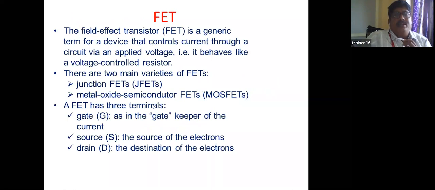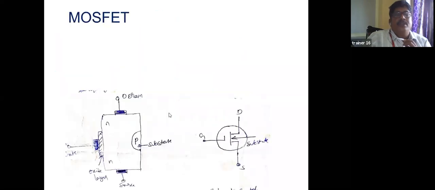Usually the FET is the same as the transistor. This FET also has three terminals, named gate, source and drain, whereas in the transistor they are emitter, base and collector. Here the gate is the common terminal for both source and drain, whereas there, base is the common terminal for both emitter and collector. Right.